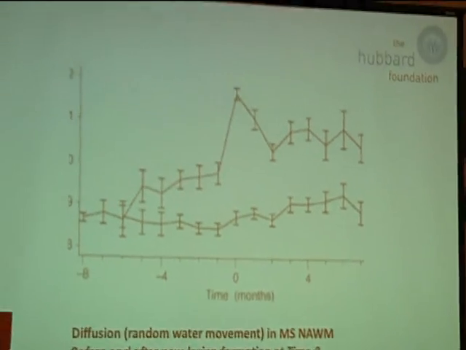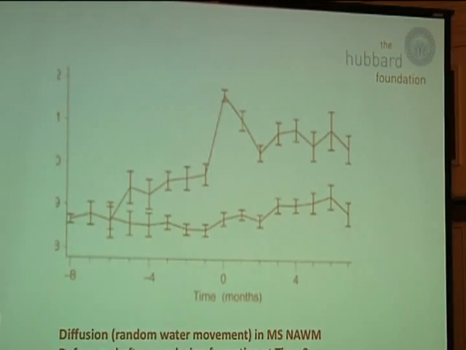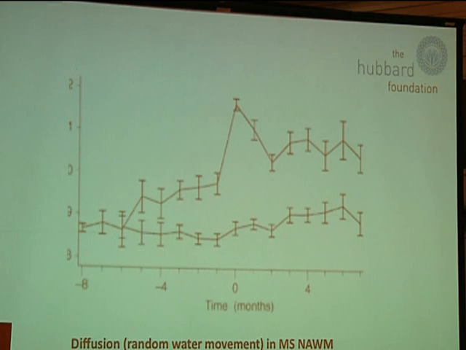Another study from a different author, same thing. This was, once again, monthly measurement of diffusion, random water, in normal-appearing white matter in MS. So over a period of months, you see, prior to the onset of a new lesion, a steady worsening, a steady decrease in the amount of diffusion.